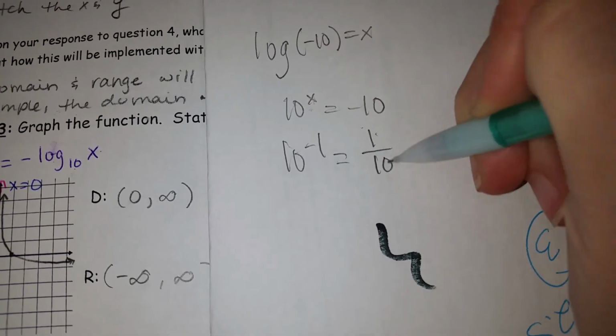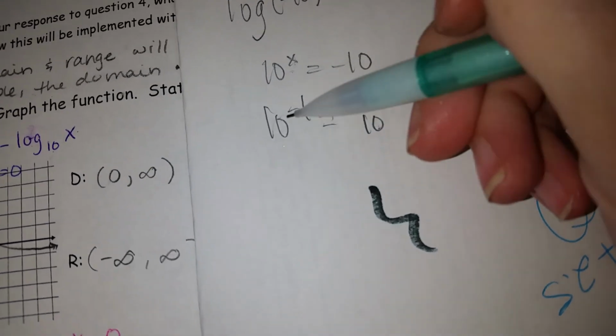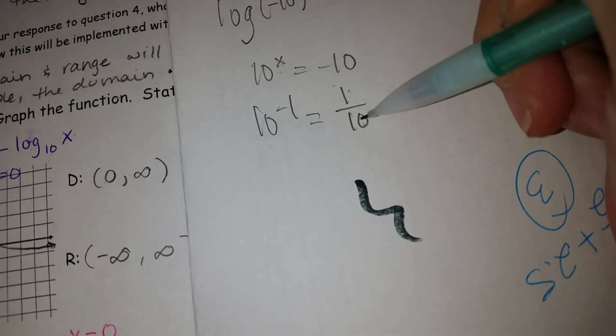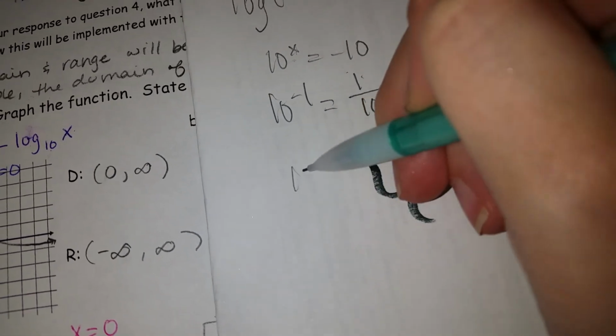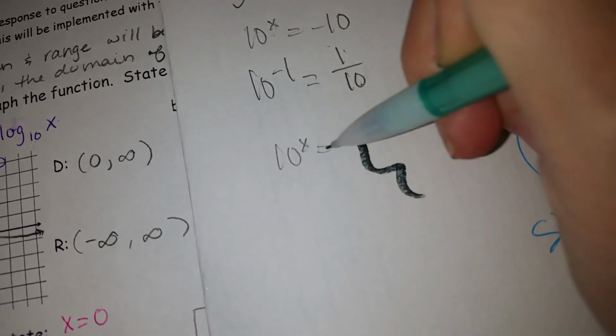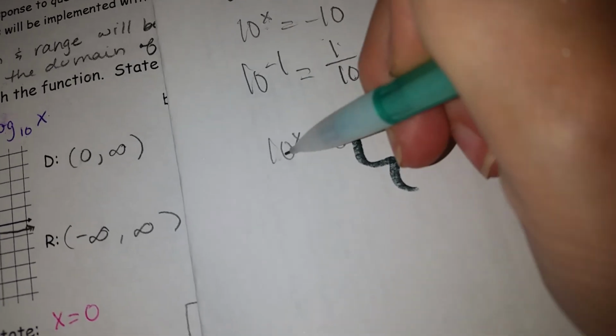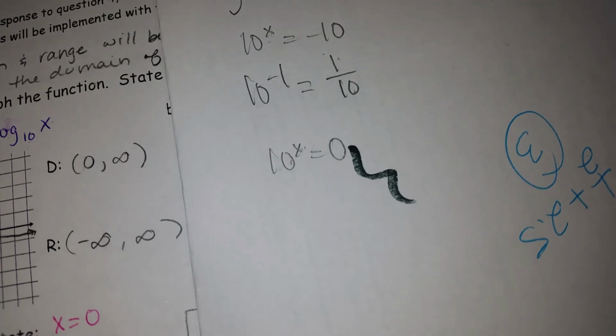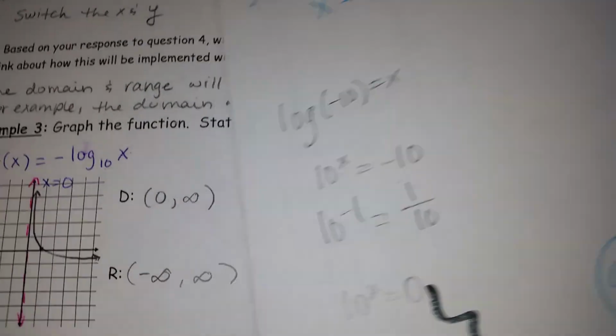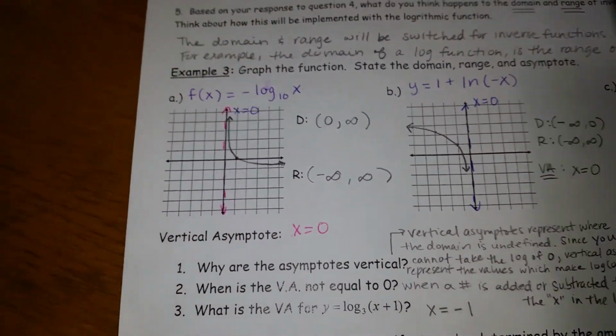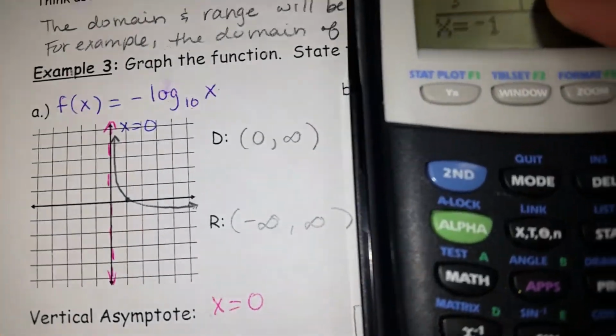Yep, I'm going to get 1 over 10. Okay, if I had 10 to the negative 2, I'd have 1 over 100, so on and so forth. And that's also why we can't take the log of 0, because nothing to a power will give you 0. If you do 10 to the 0 power, what do you get? 1. Yep, all right. So based on those values, you can see it's an error.